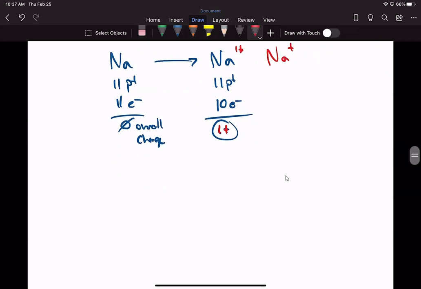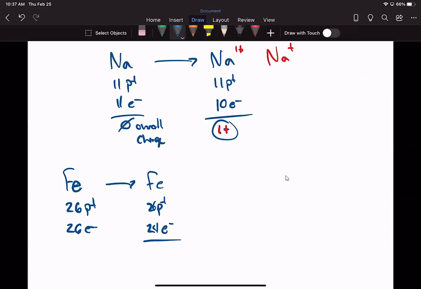Let's take a look at another element here. How about we look at iron? Iron is atomic number 26, which means it has 26 protons, 26 electrons. But if iron happens to give away a couple of electrons, let's see what happens. 26 protons, but we give 2 away. We're going to have 24. We'll cover giving away and accepting in another chapter, chapter 3. This is just an understanding of ions here.